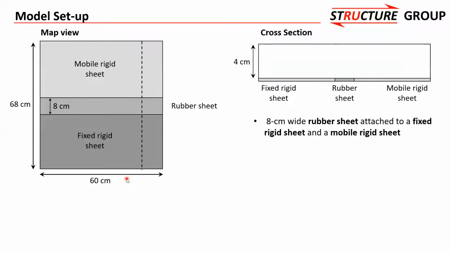So for the model setup, here I have a picture. On the left is the map view of the rig you saw in the photo before, and on the right I have a cross section. These are at two different scales, because if I had the cross section at the same scale as the map view, you would not be able to see it.